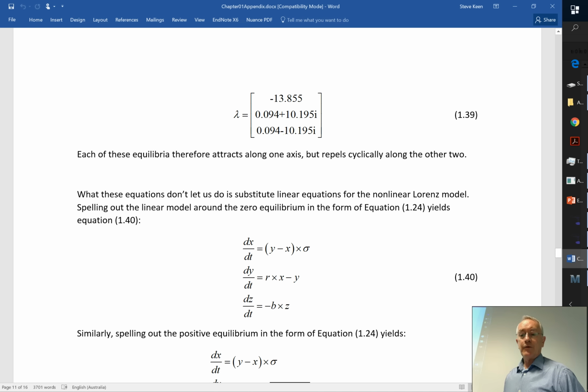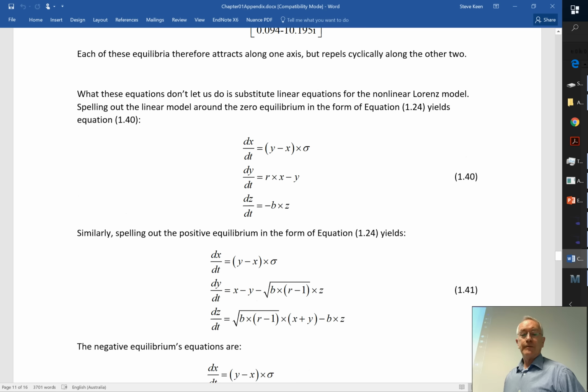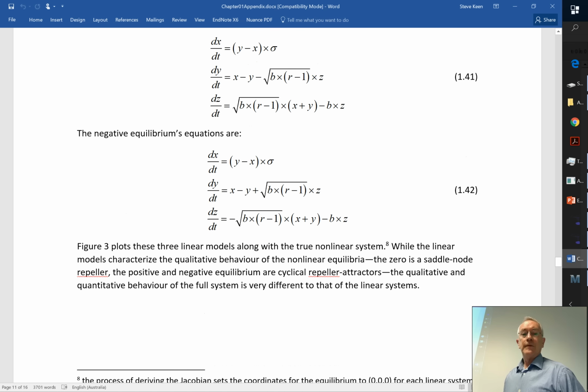You do the same for the other equilibria, and you get a set of 3 equations for the positive equilibria, the 0 equilibria, and the negative equilibria in the Lorentz model.